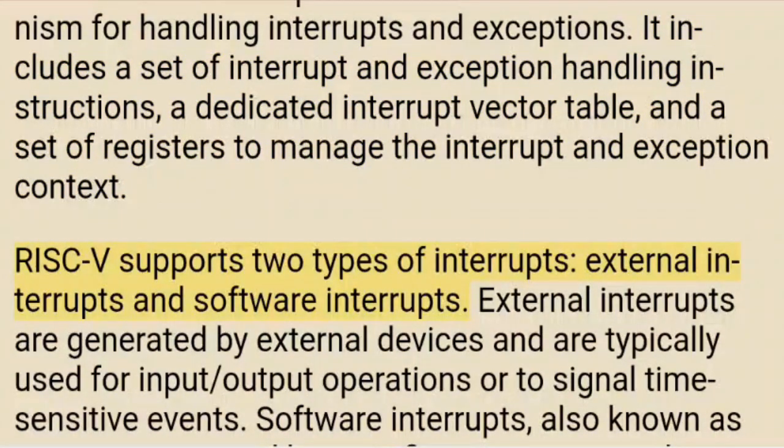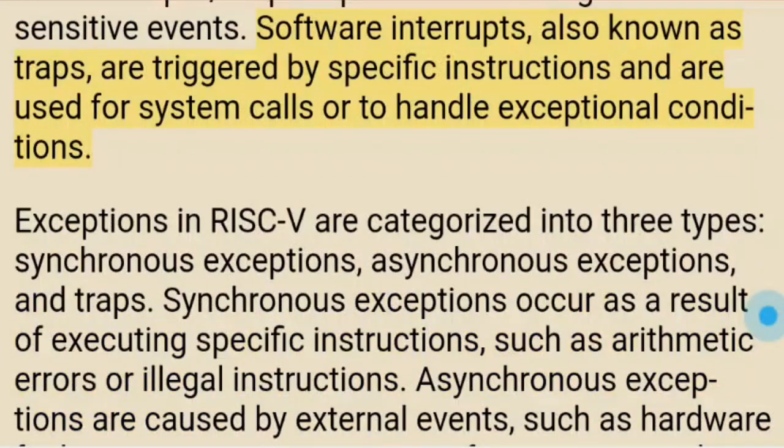RISC-V supports two types of interrupts: external interrupts and software interrupts. External interrupts are generated by external devices and are typically used for input-output operations or to signal time-sensitive events. Software interrupts, also known as traps, are triggered by specific instructions and are used for system calls or to handle exceptional conditions. Exceptions in RISC-V are categorized into three types: synchronous exceptions, asynchronous exceptions, and traps.